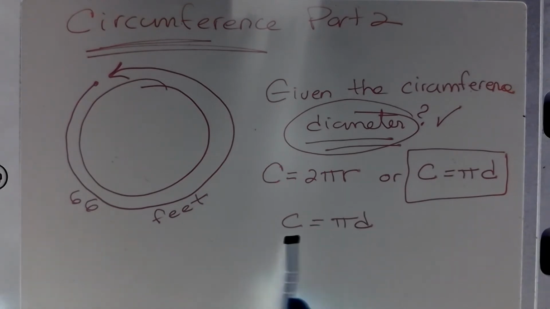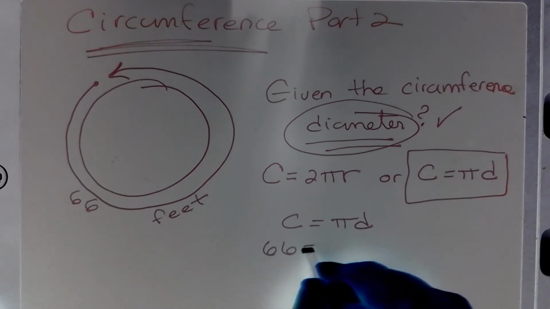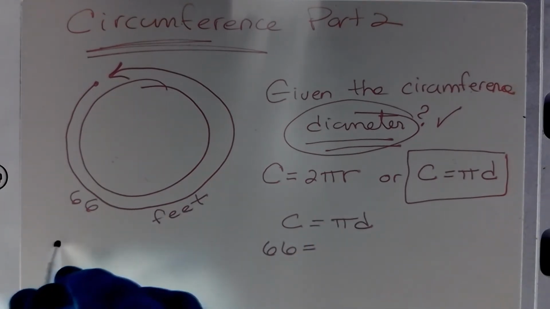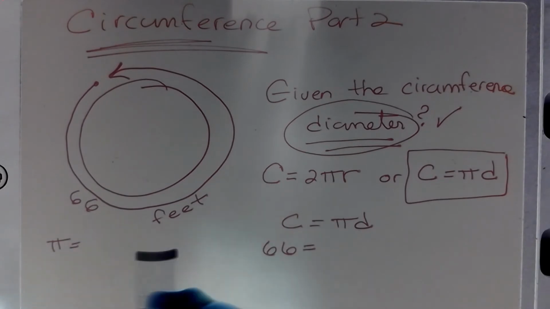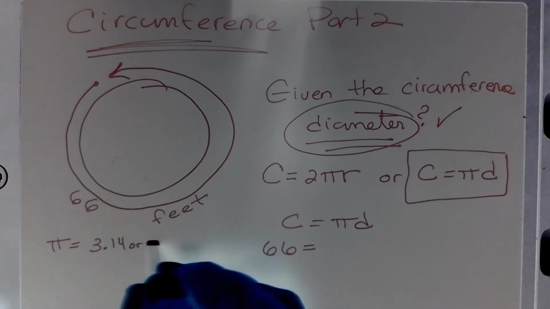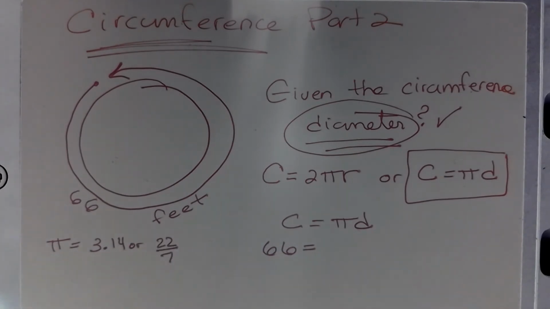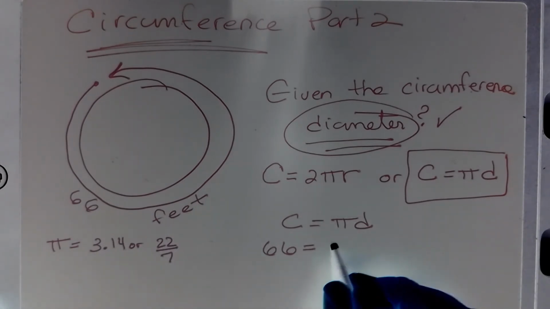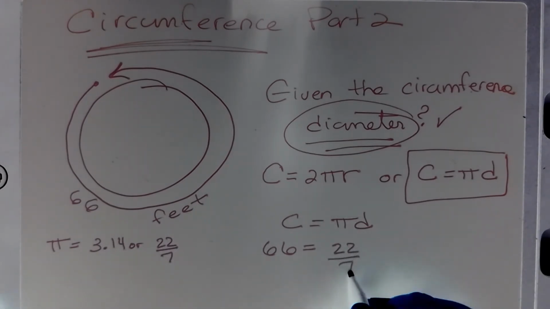So when we plug in the information, we have C is what, guys? 66. Well, 66 is equal to... Now, this is important because you could use pi as 3.14 or 22 over 7. You can use it either way. 3.14 or 22 over 7. So in this case, let's use 22 over 7. So this is what we have: 22 over 7 d.